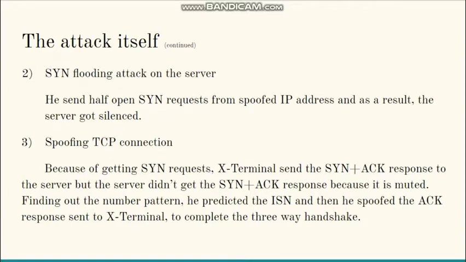So now, the X-terminal, in response to the SYN requests, was sending SYN and ACK responses to the server, but the server didn't get them because the server was now muted. Finding out the number pattern, Mitnick predicted the ISN, and then he spoofed the ACK response to the X-terminal to complete the three-way handshake. Thus, he was able to spoof the IP and start the connection.